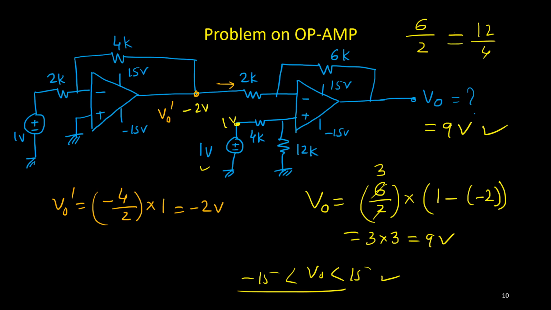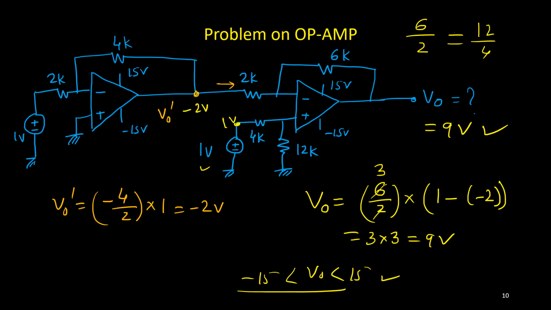How much time it will take? Hardly 1 minute. So try to identify the circuit, the blocks, whether it's the inverting amplifier or non-inverting amplifier, then connect it properly and use your concept. If it is inverting amplifier, the gain is minus RF by R. If it is non-inverting amplifier, then gain is 1 plus RF upon R. Okay, then at the end you should multiply with your supply voltage. So gain into supply voltage is the output voltage.